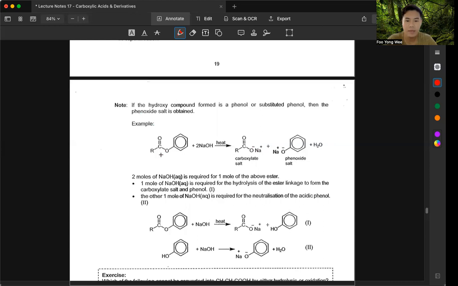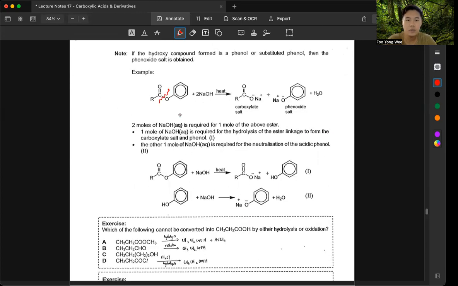So you can break up this and form this. So 2 moles of sodium hydroxide will be required for 1 mole of the ester. 1 mole of NaOH to hydrolyze the ester. The other mole is required to neutralize the acidic phenol.